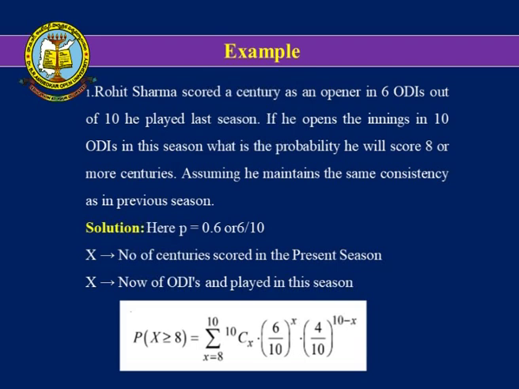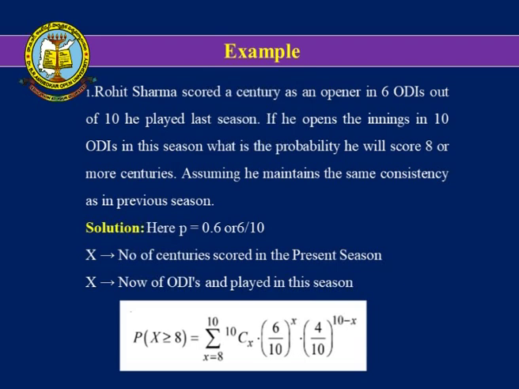So, that probability is 6 by 10, that is 0.6. Here x means the number of centuries scored in the present season, in the ODIs played this season. What is the probability he will score 8 or more centuries, that is what we need to find out. That is represented here as P of x greater than or equal to 8.